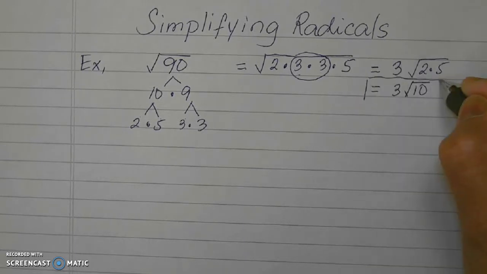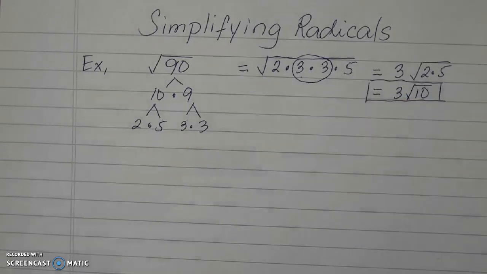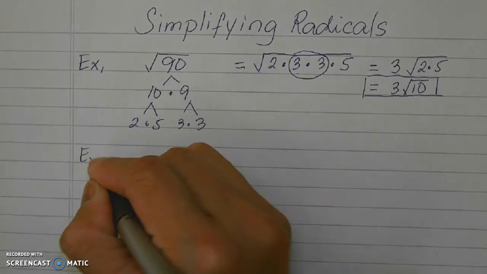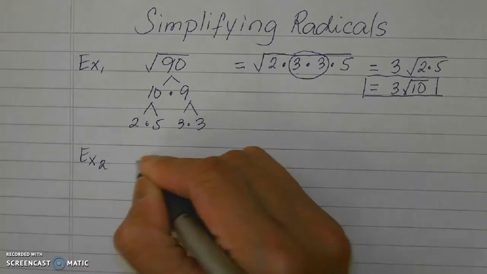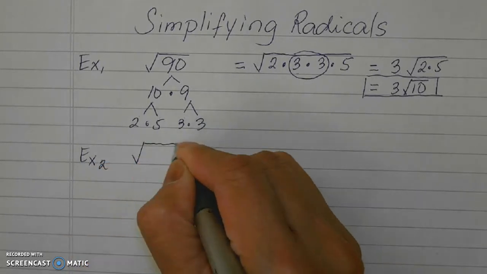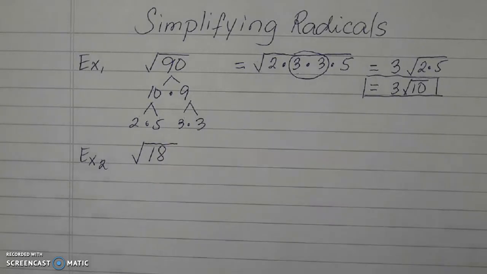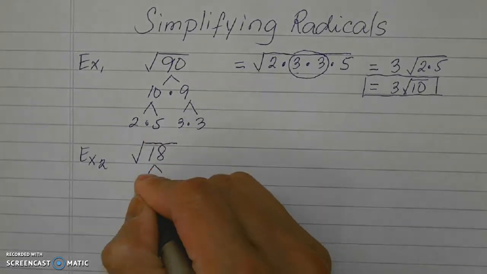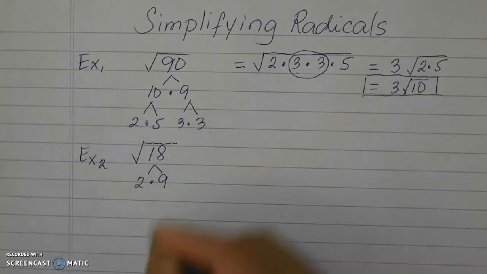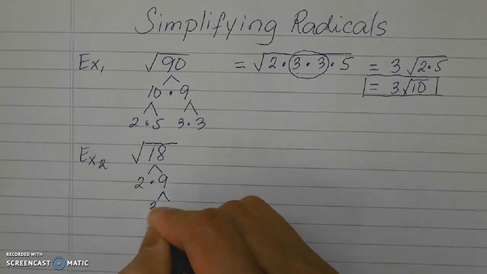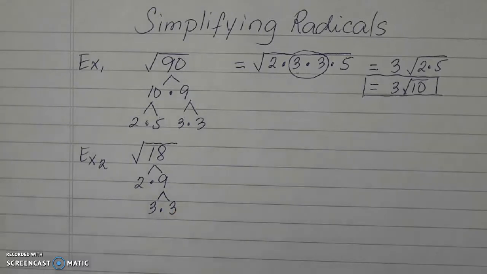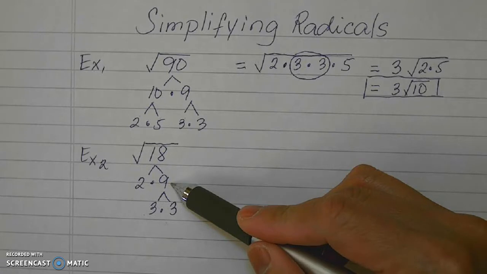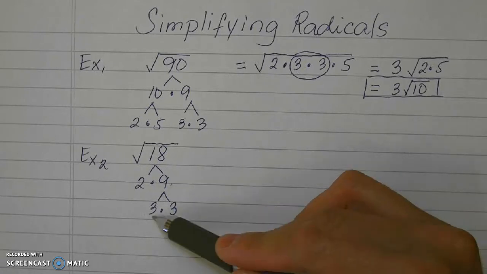That's your answer. Okay, let's have another example. Let us say you have the square root of 18. Let's try a smaller number. So the factors are 2 times 9. 9 can still be factored into 3 times 3. And that is it. Those are your prime factors. Of course, again, it does not include the 9 because the 9 is already your 3 and 3.